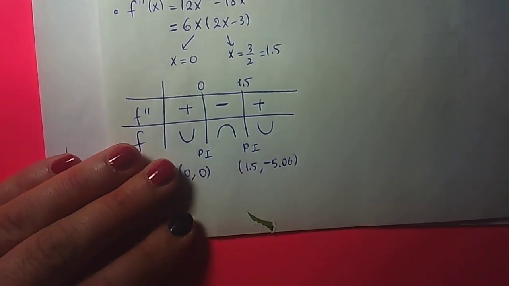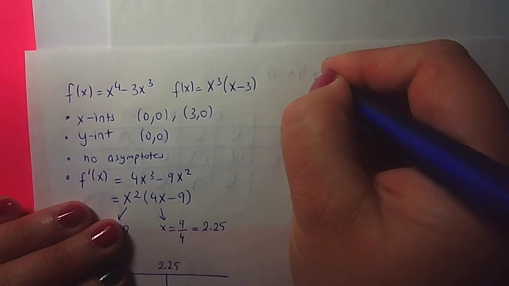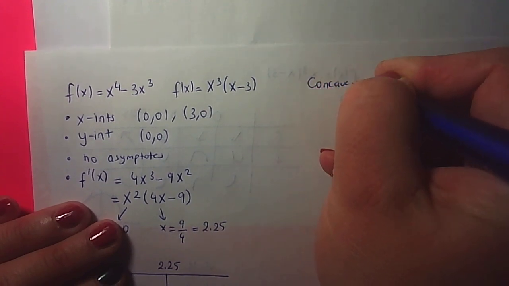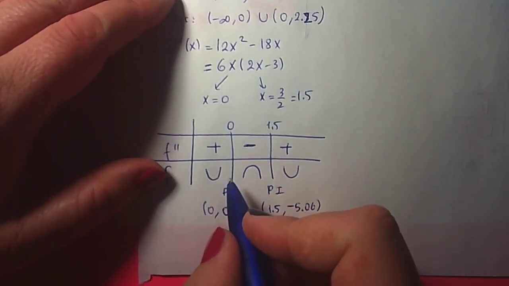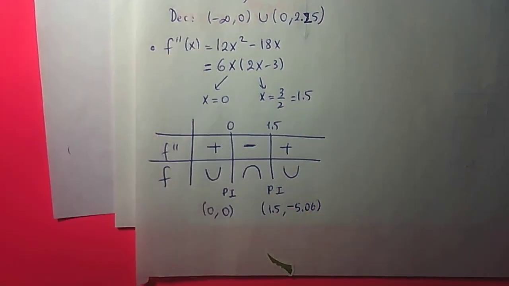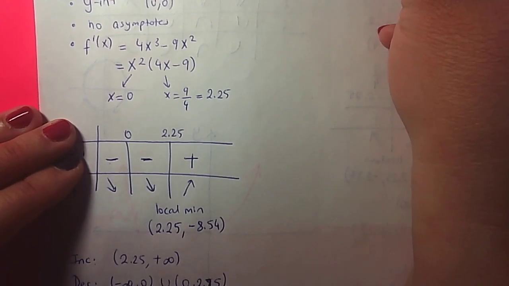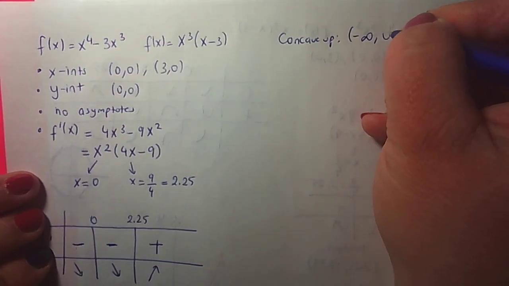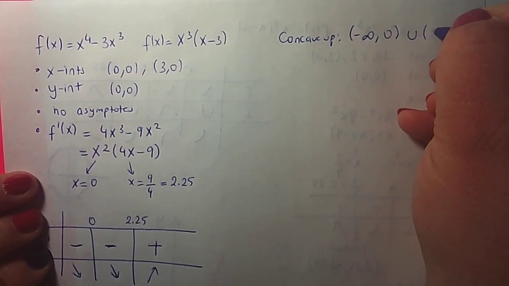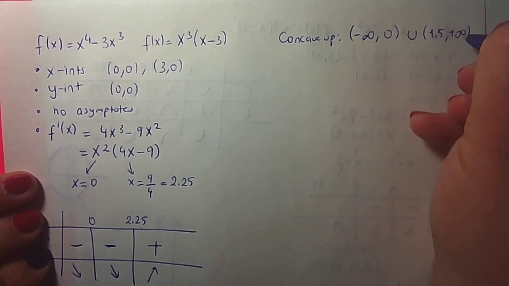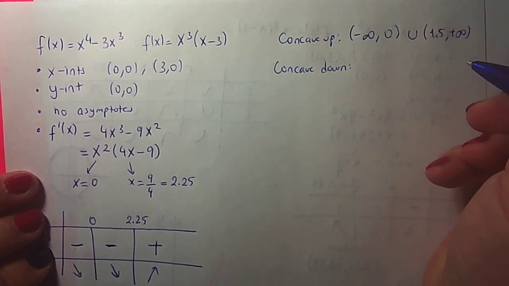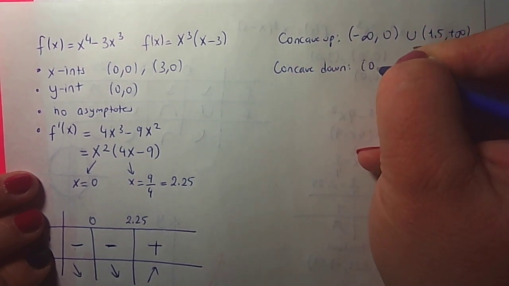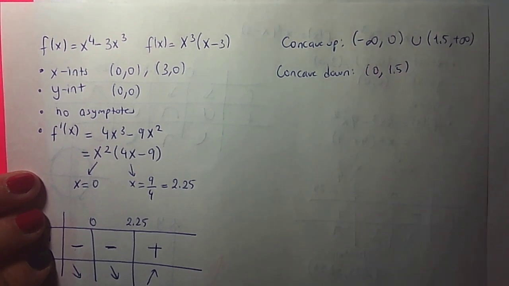You can also write intervals for concavity. So let's start with that. Concave up: we need to write where the function is concave up, from negative infinity to 0 and from 1.5 to positive infinity. Concave down from 0 to 1.5.